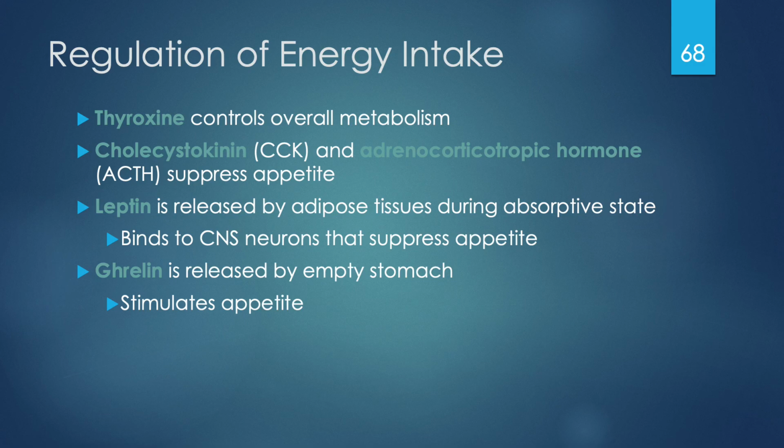So thyroxine is one that is going to control our overall metabolism, and this is derived from our thyroid gland, which is in our neck. There's also a substance called cholecystokinin, which is abbreviated CCK. And so cholecystokinin and adrenocorticotropic hormone, which is from our adrenal glands, specifically from the cortex of the adrenal glands, hence adrenocortico, those are both going to be responsible for suppressing appetite and making you feel like you're full, you just don't want to eat anymore.